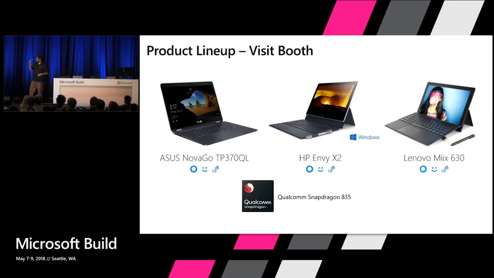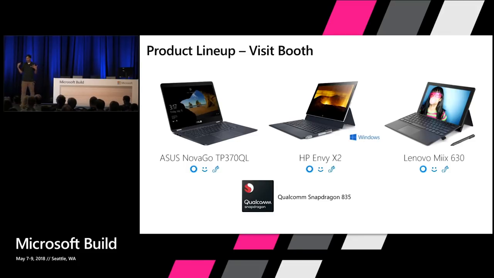So these are the first wave of devices that are going to support Windows 10 on ARM, right? So you have the Asus NovaGo, which is more of a traditional laptop form factor, right? It has full HDMI, USB ports. And then you have the HP Envy and the Lenovo, which is more of a two-in-one. These are lightweight, thin, tablet-style devices.